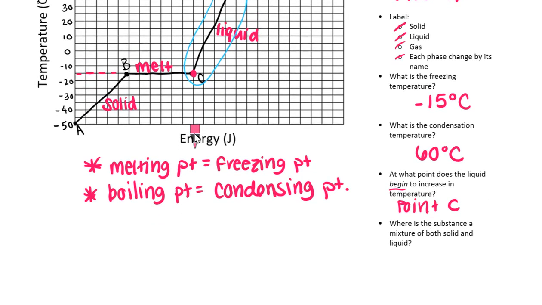Last question. Where is the substance both a solid and a liquid? Where do we have a mixture of both? Well, this is going to be segment BC. So from A to B, the substance is a solid. Once we hit point B, it is going to start to melt. But in here, it is going to be a mixture of both.